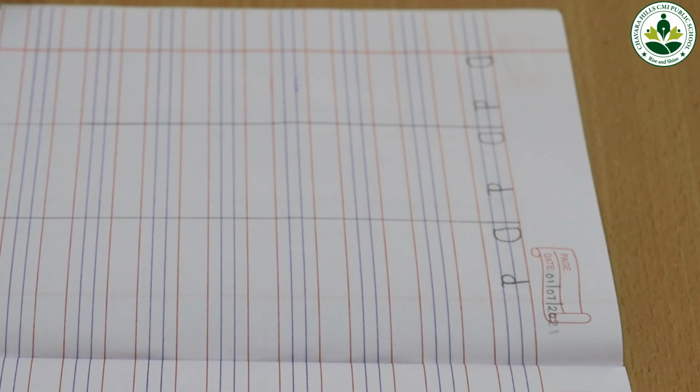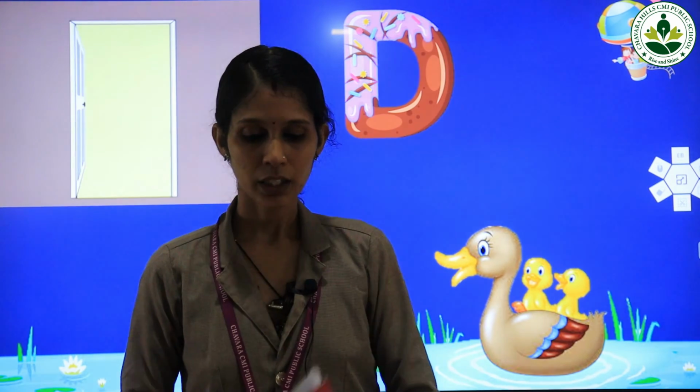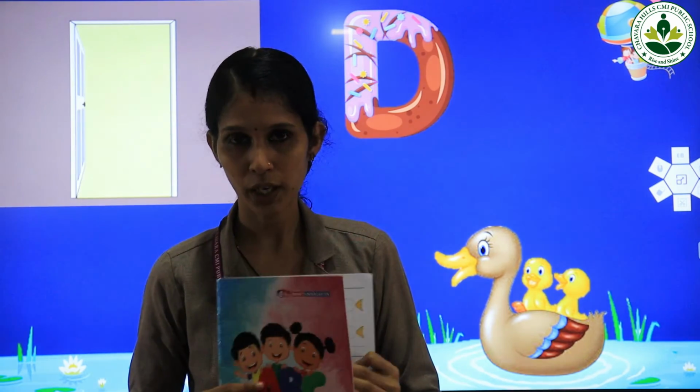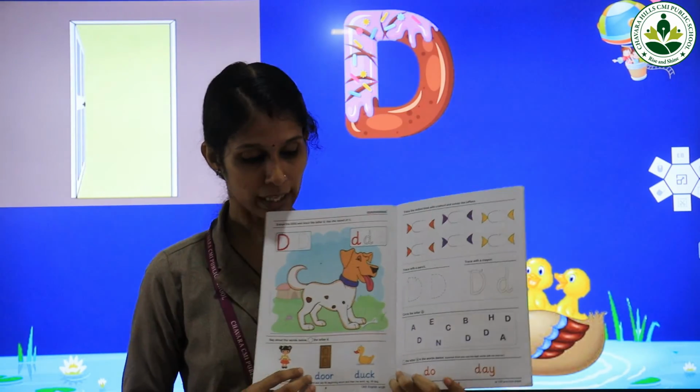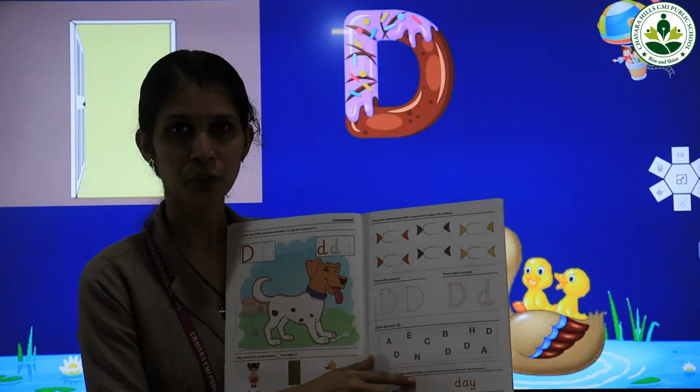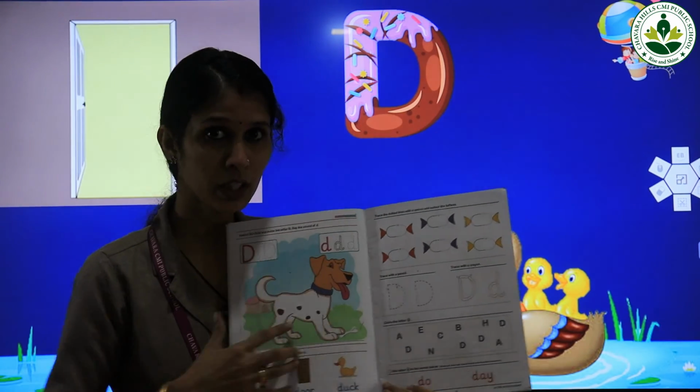The sound of letter D is D. Okay, let's do an activity given by your textbook number 1, page number 8 and 9. Take your textbook and take the page 8 and 9. You have to do the activities given in the textbook.